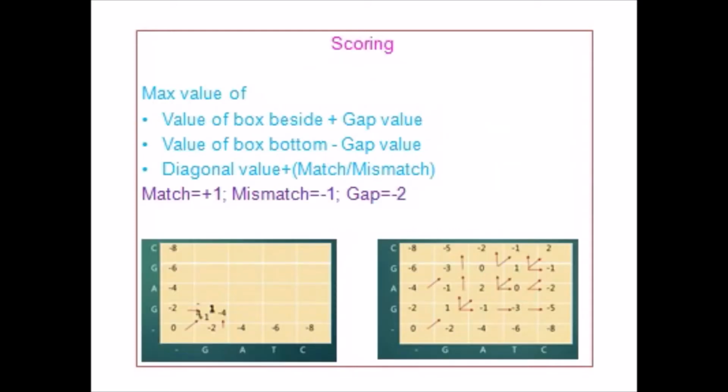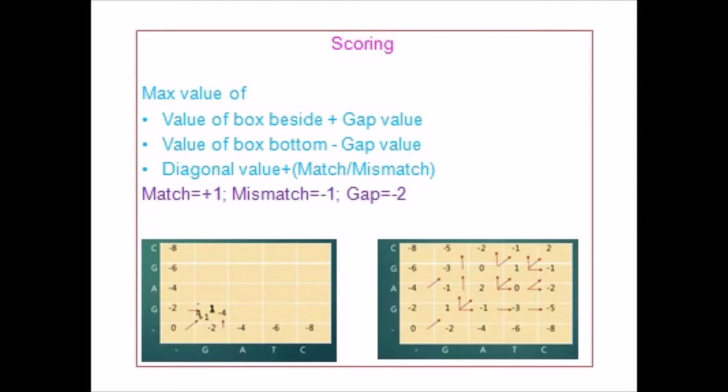Coming to the third step, scoring. Take the max value of the box beside plus gap value, the box at the bottom plus gap value, and the diagonal value plus match or mismatch. If there is a match, give plus 1, mismatch as minus 1 and gap as minus 2. Coming to this example, G and G. The first one is the value beside the box, minus 2, plus the gap value, that is minus 2. Minus 2 and minus 2, it will be minus 4. Again the second one, value of the box at the bottom, minus 2, plus gap value, minus 2, gives minus 4.